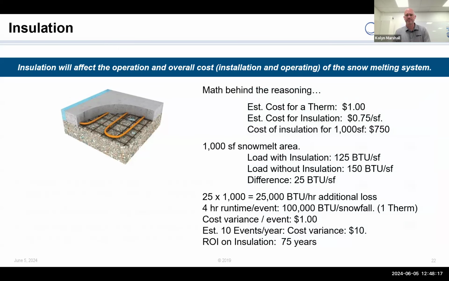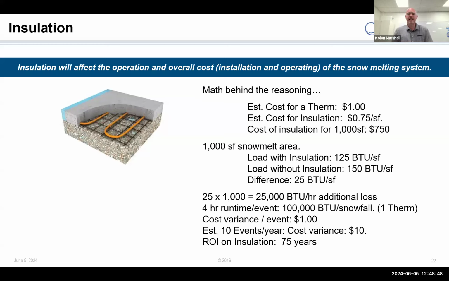Let's look at an example. If I have my cost per therm is $1, and these numbers are illustrative. They work somewhat based on reality several years ago, but the logic holds true. Cost per therm is $1. If I estimated cost for the insulation at 75 cents per square foot, the cost to insulate a 1,000 square foot driveway is $750. 1,000 square feet of area to melt.